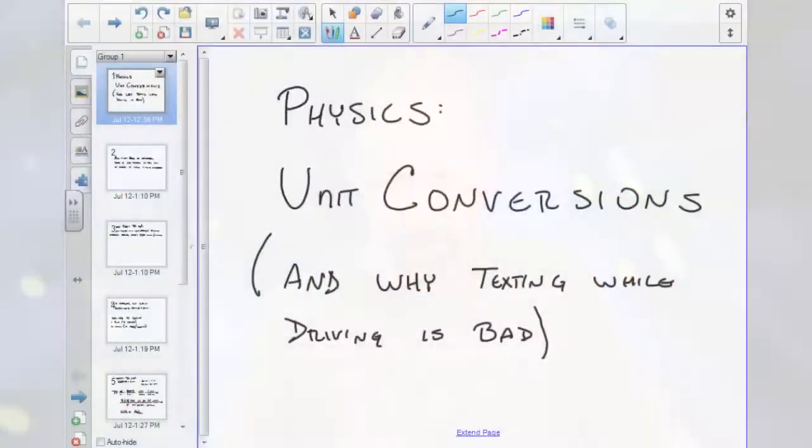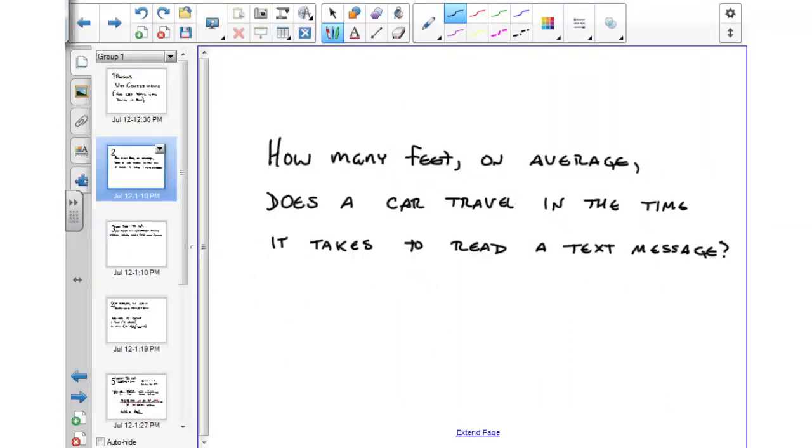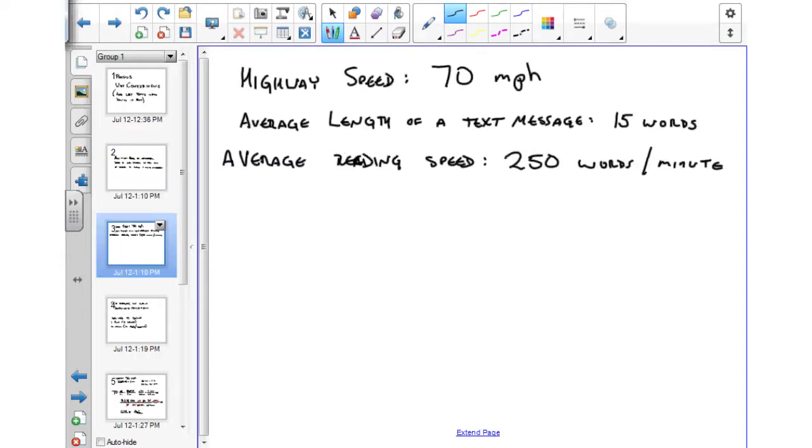My name's Dustin, and I'm doing a video on unit conversions in physics, or why texting while driving is a bad idea. So, our question is, how many feet on average does a car travel in the time it takes to read a single text message? We're going to have to make some assumptions.